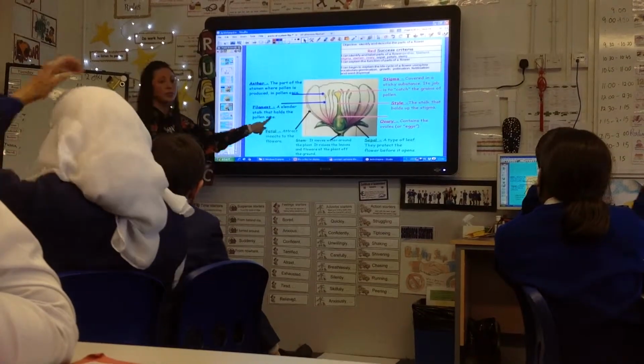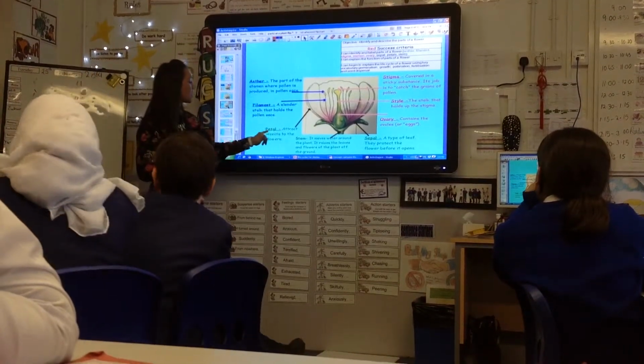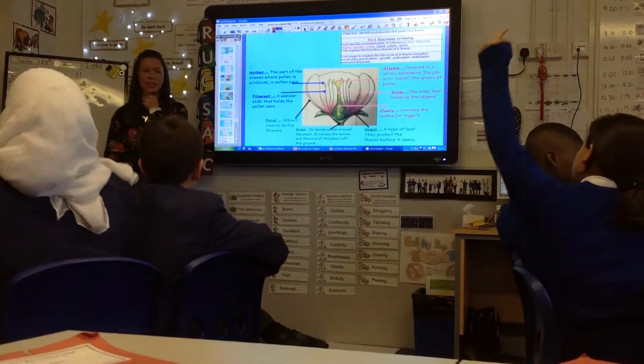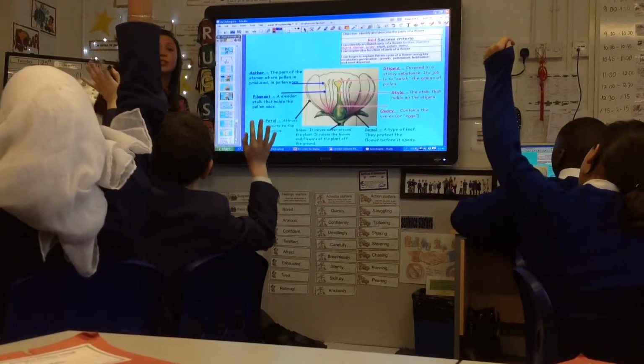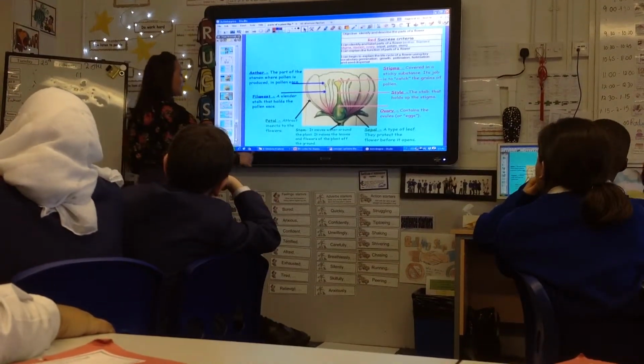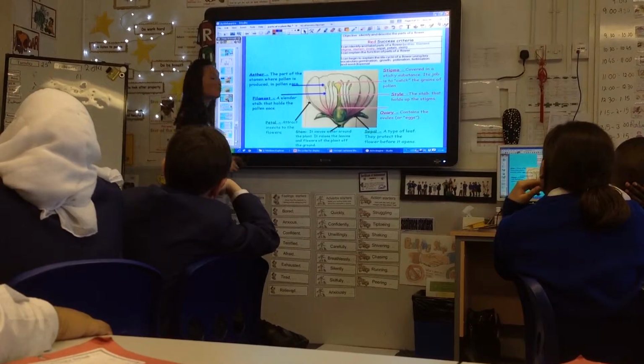Then we have the petals. Here, girls. You've got it attracts the insects to the flowers. Okay, why might the petal attract the insects to the flowers? What is it about the petal that will attract them? They're colourful. Yeah, good. They're bright. They're colourful. Excellent. And the stem, it moves water around the plant.